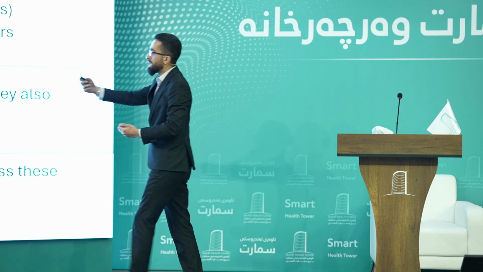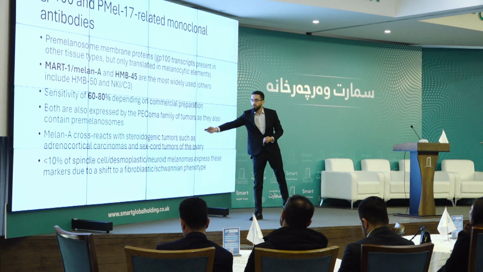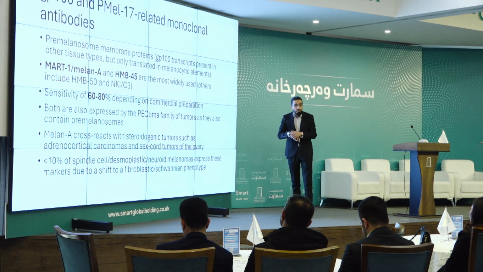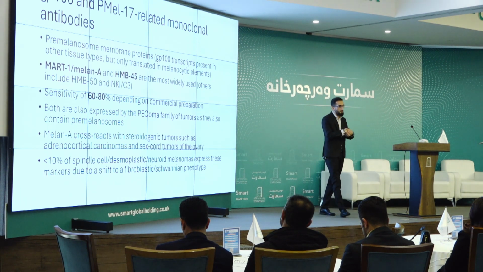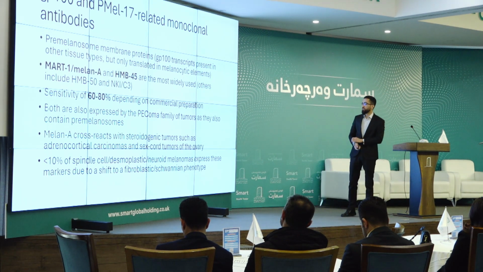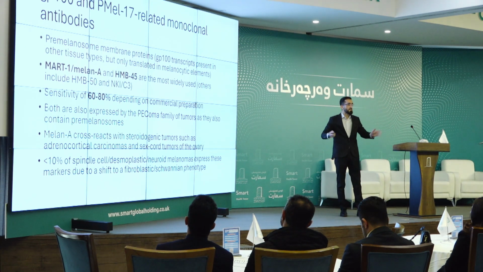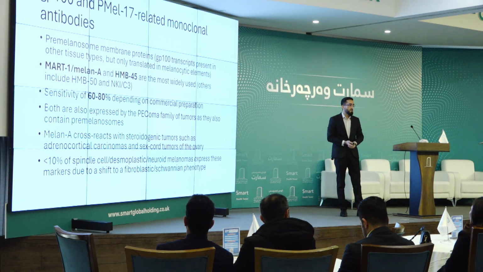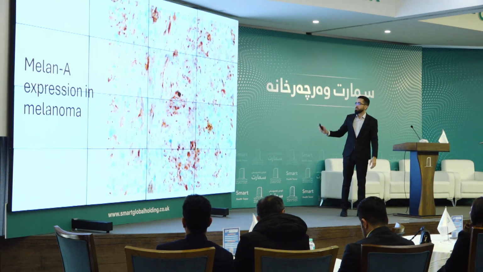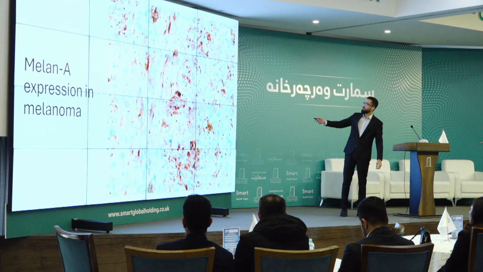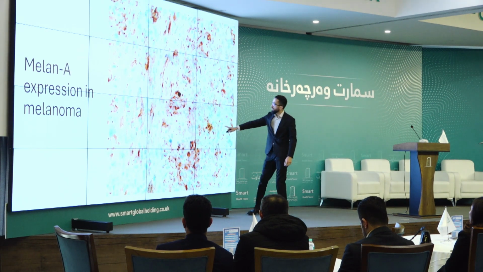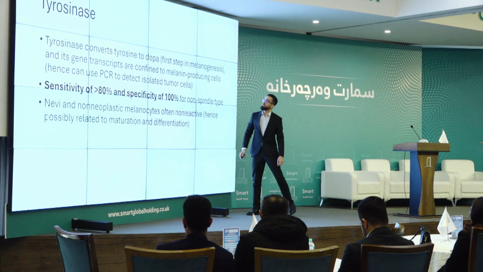Another problem with melan-a in particular is that it's also positive in steroidogenic tumors, so it's positive in adrenocortical carcinomas and sex cord tumors of the ovary. The third problem with these markers is that they are not positive in the majority of desmoplastic and spindle cell melanomas. So we're only left with S100 and SOX10 for those two. So this is an example of melan-a. You can see this brown cytoplasmic expression in the tumor cells.